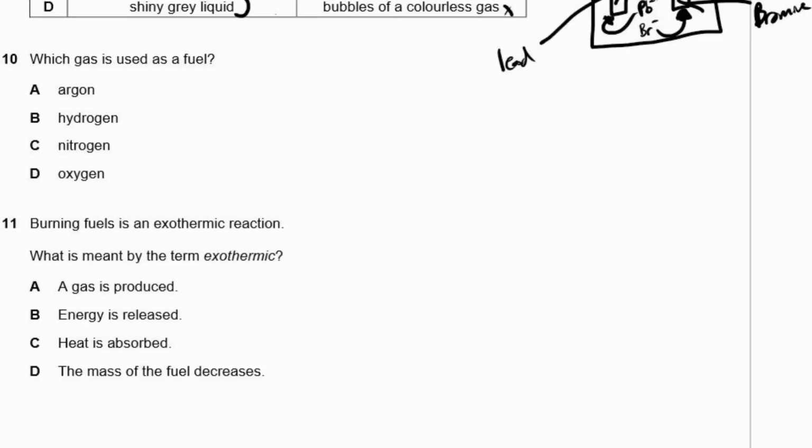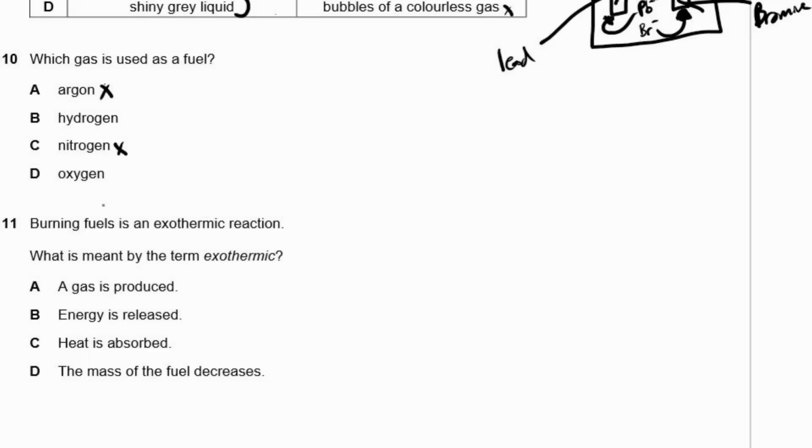Question 10. Which gas is used as a fuel? Is it argon, hydrogen, nitrogen, or oxygen? Well, argon is unreactive. It's in group 8. It's a noble gas. It's not going to be used as a fuel. Nitrogen, again, not very reactive.